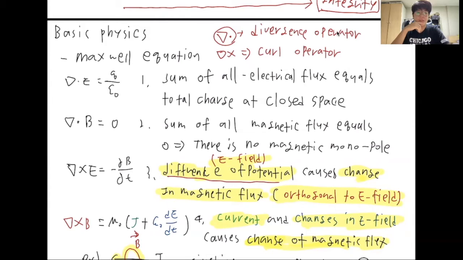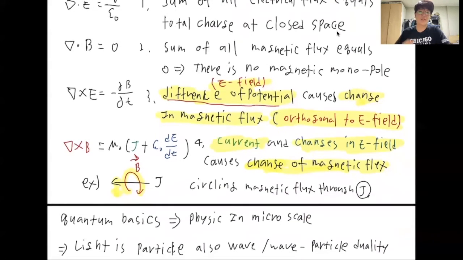And third, the difference of the electric field causes a change in magnetic flux. The direction of magnetic flux is orthogonal to the electric field. And lastly, there is the current, and changes in the electric field cause a change of magnetic flux. For example, if the current flows like here, then the magnetic flux would circle around the current.